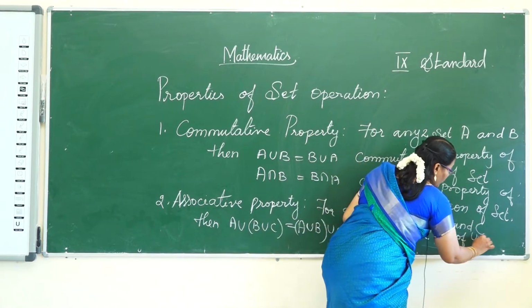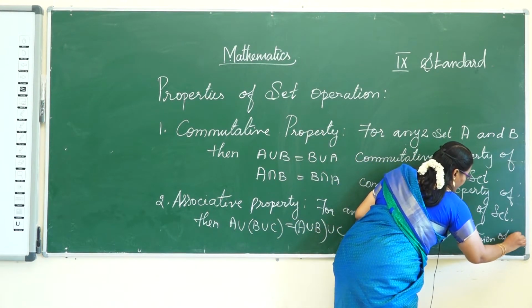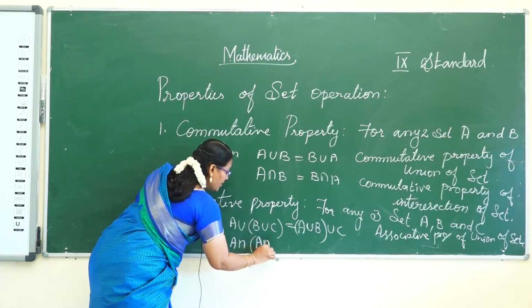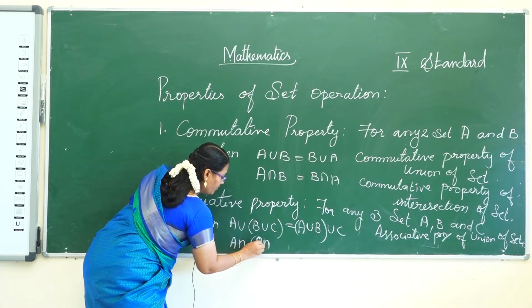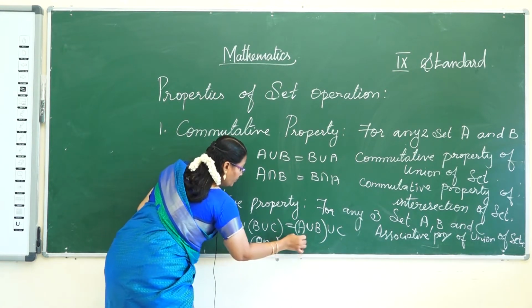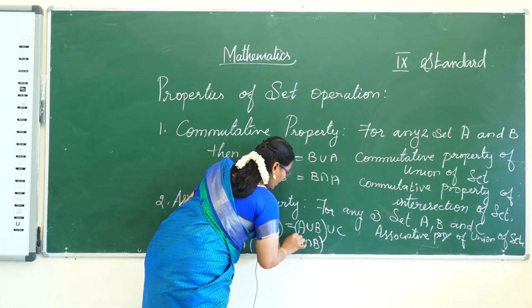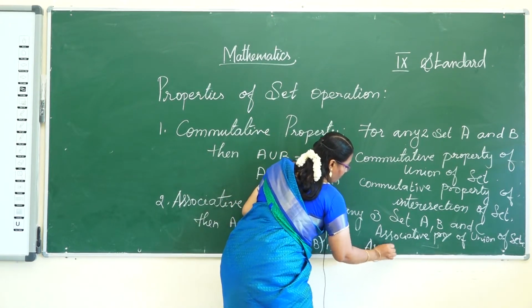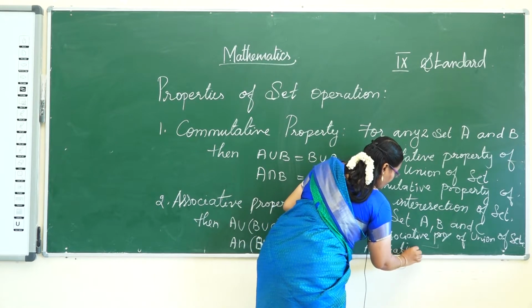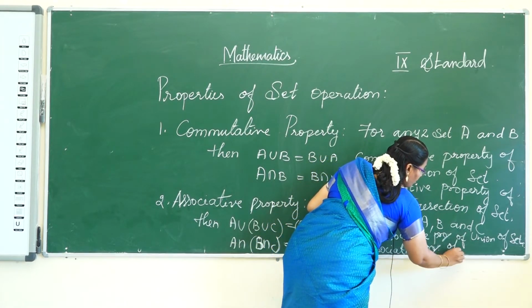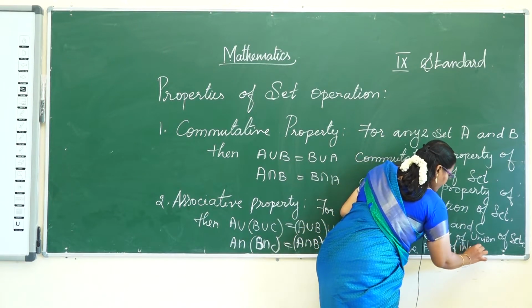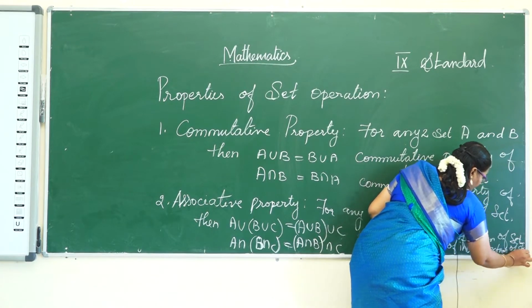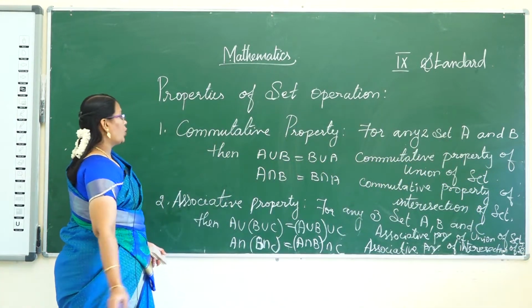And next, (A intersection B) intersection C is equal to A intersection (B intersection C). So this is the associative property of intersection of sets. So the first property is the commutative property.